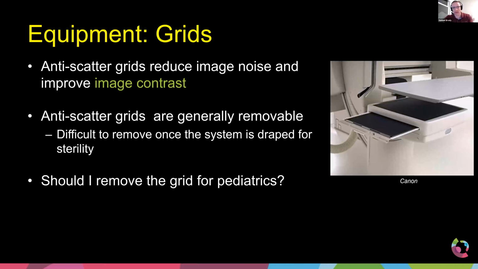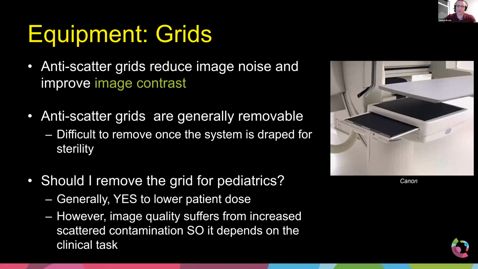However, when we talk about pediatrics, the old adage has always been, get the grid out. Because if it's a small body, it doesn't produce a lot of scatter. But because the grid's in, we need to use more photons, therefore more dose to the little kid, to get the same quality image. And so we said, well, if we don't really need it because the kid's not producing a lot of scatter, take that grid out. Let's save the kid some dose. So that is the answer generally. Should you do it? Pretty much always.